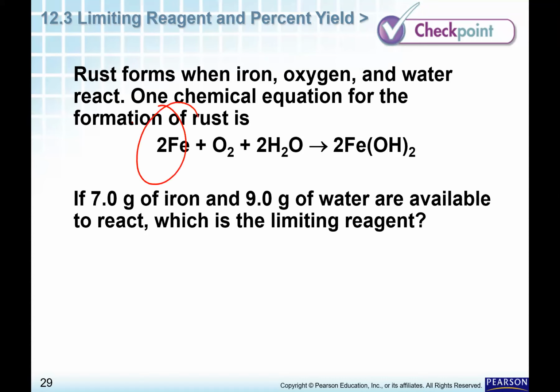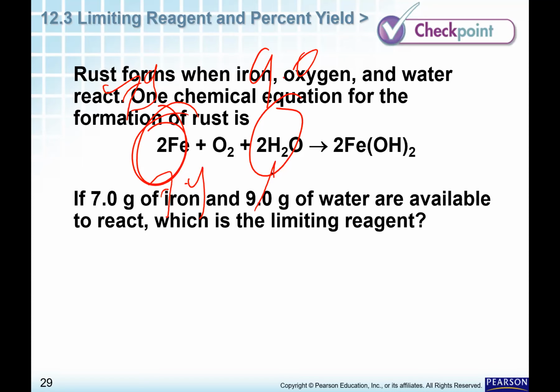So if we have 7 grams of this or 9 grams of that, and I ask you the question, which one is the limiting reagent? Which one is the limiting reagent, the iron which has 7 grams or the water which has 9 grams? The iron. How did you know it's the iron, Hadeel? Because it's 7 grams? No, it doesn't work like that, this is not thinking. The answer must be I don't know.